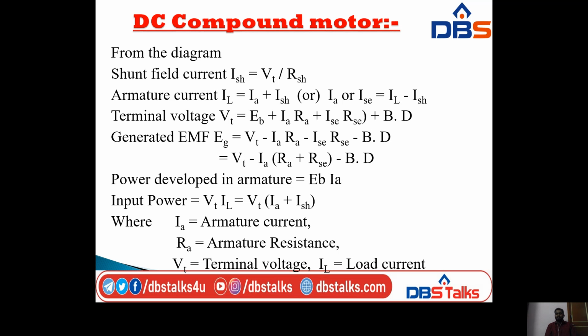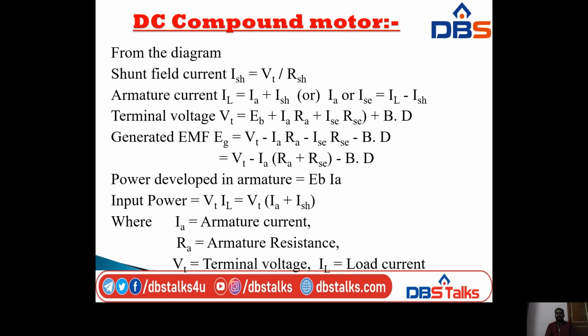You already know that IA is equal to ISC from the diagram. That means I am substituting IA in place of ISC. So from VT minus IARA minus ISC RSC, I take IA common, that is VT minus IA of RA plus RSC, minus the brush contact drop BD. Power developed in the armature is equal to EB into IA.